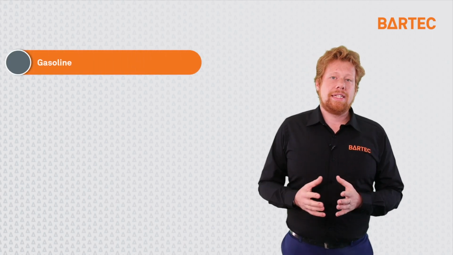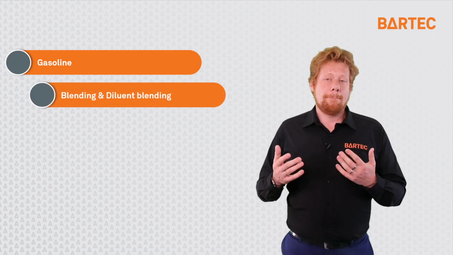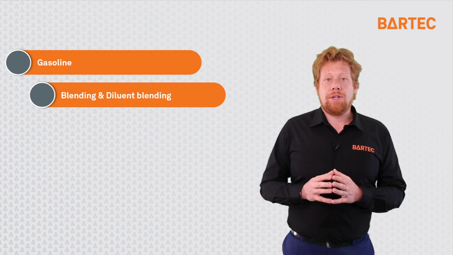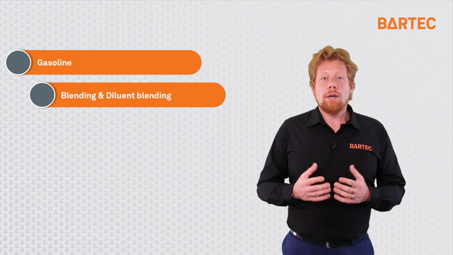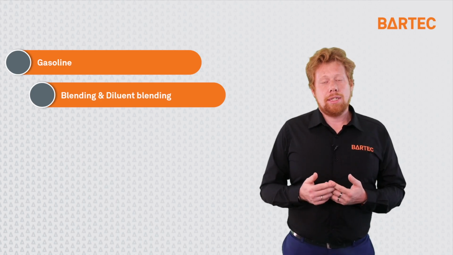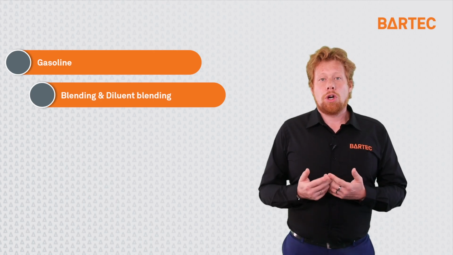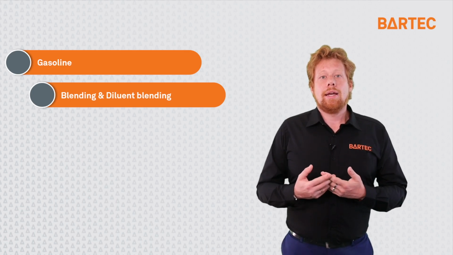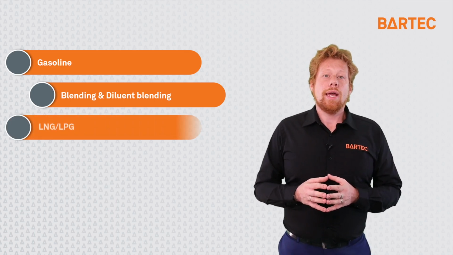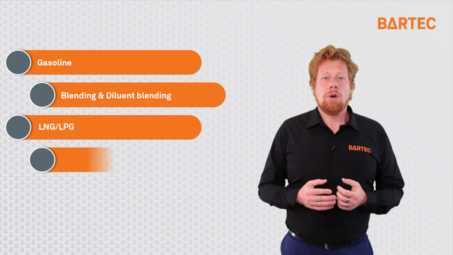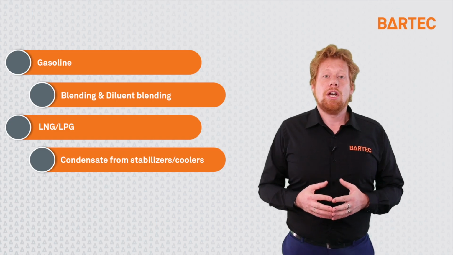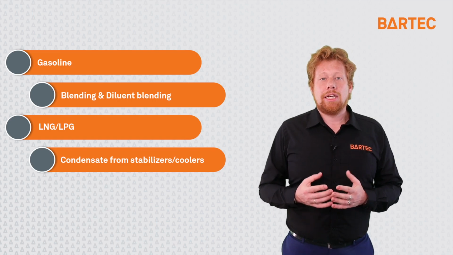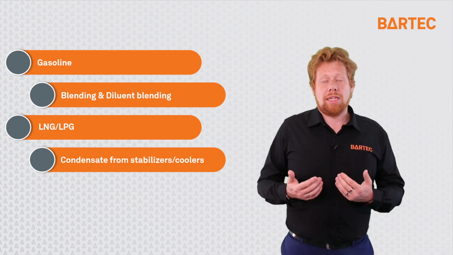The first family would be gasoline application, and more specifically, blending application. Whether it is blending of gasoline at the refinery or at terminals, or blending of diluents such as ethanol in the case of biofuels or carbon positive fuels, or simply butane in gasoline blending. In the case of LNG and LPG application, we often see measurements of RVP on condensate from stabilizers or coolers, as the condensate is oftentimes a component of the gasoline blend.